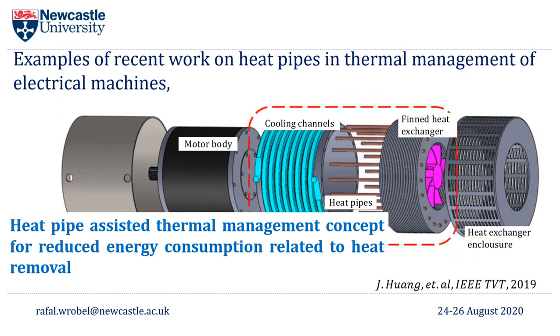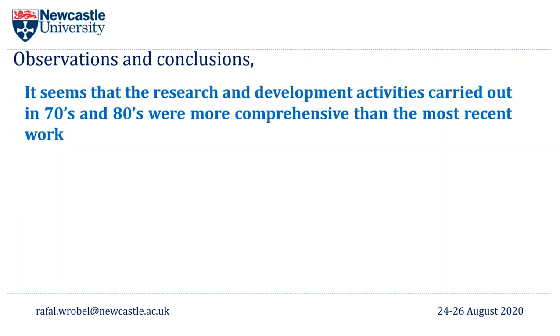So that leads us to some observations and conclusions to be made. It seems that early research into heat pipes in electrical machines, in the 70s and 80s, was somehow more comprehensive than what we see now. There are a lot of examples of hardware, a lot of machines built, tested and demonstrated, a lot of work done on the rotational aspects of heat pipes. So heat pipes specifically designed to be placed in the rotor sections or in the rotor assembly, which is not surprising due to the use of induction machines and issues associated with thermal management of the rotor with such construction.